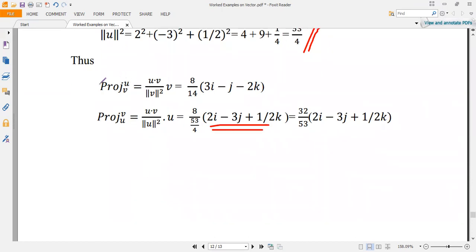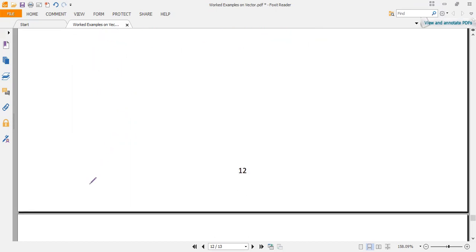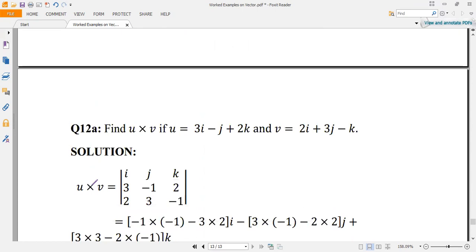So the projection of u on v is parallel to v, and the projection of v on u is parallel to u. So this is how to show the projections.